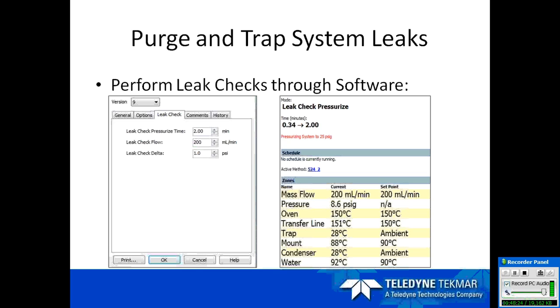One of the nice features of the mass flow controllers is that even if you have a small leak, it enables your purge volume to stay the same. So if you have a small leak in the system, the mass flow controller is going to compensate for that and increase the pressure so that you maintain a flow of 40 mLs a minute at all times going through that sample.